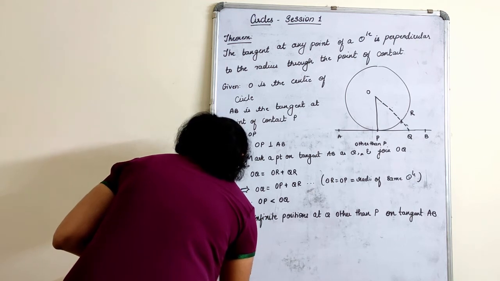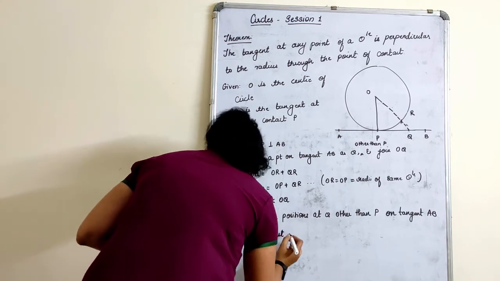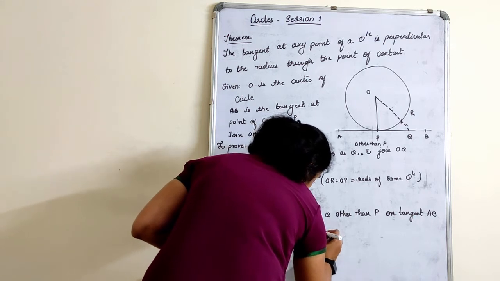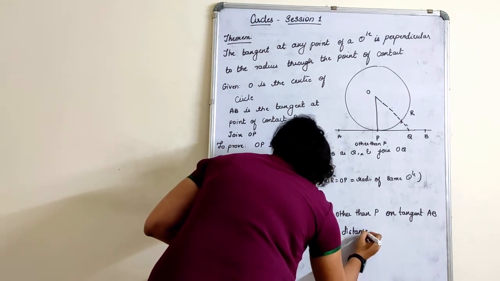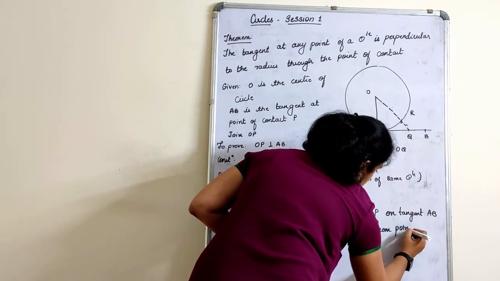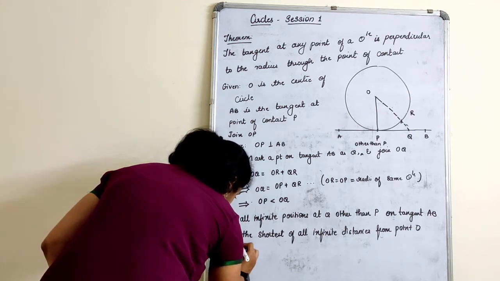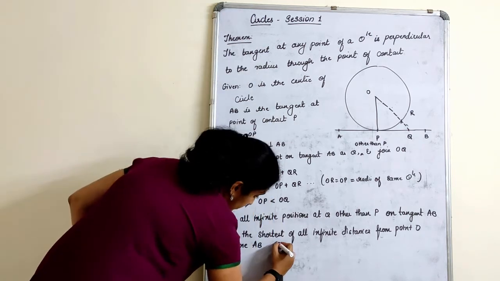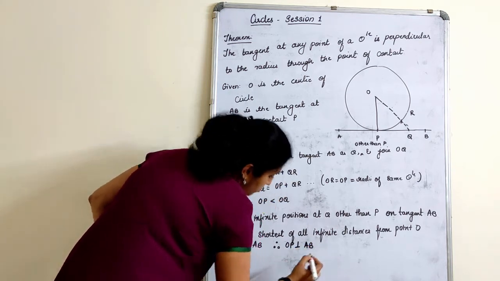OP is the shortest of all infinite distances from point O to line AB. Therefore, OP is perpendicular to AB.